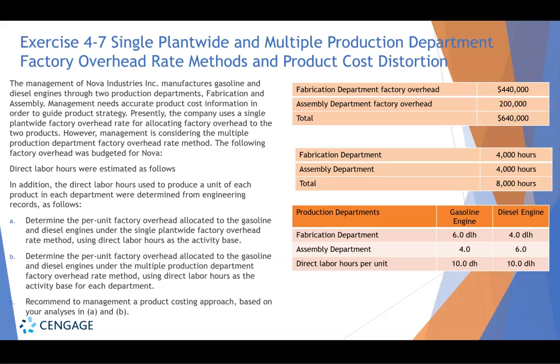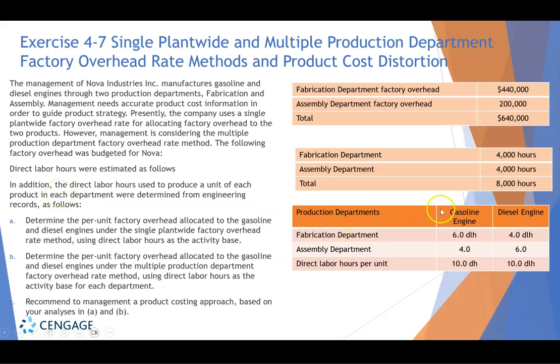So we see here the overhead for the fabrication department is $440,000. And then the overhead for the assembly department is $200,000. And we show the direct labor hours that are being estimated for the fabrication and for the assembly department. In addition, the direct labor hours used to produce a unit of each product in each department were determined from engineering records as follows.